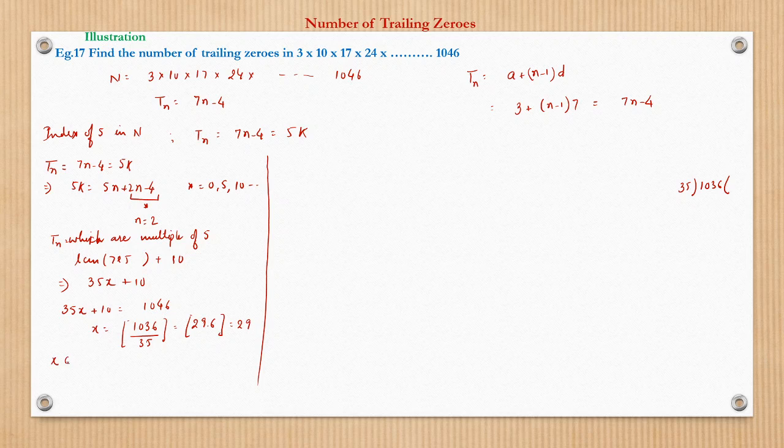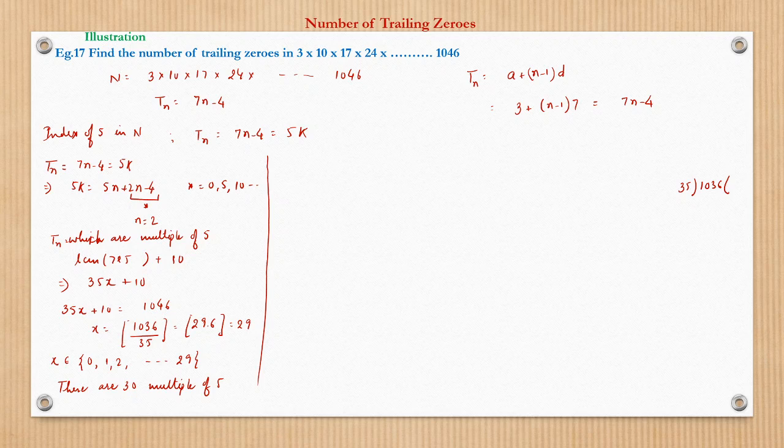So x can take which values? 0, 1, 2, up to 29, right? So there are 30 multiples of 5. So at least 30 multiples of 5 are there, right? Fine. So at least 30 zeros should be there, at least 30 zeros. But we do not know. There may be some multiples of 5 which are in the form of 25k, which must be there. So there we'll get two zeros. So those cases we need to find.